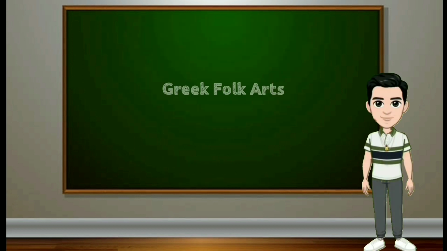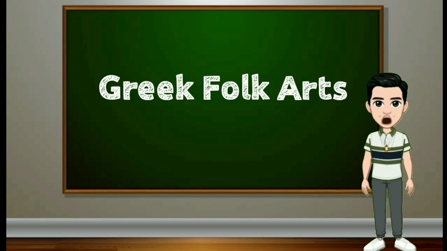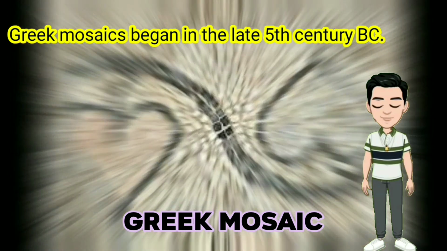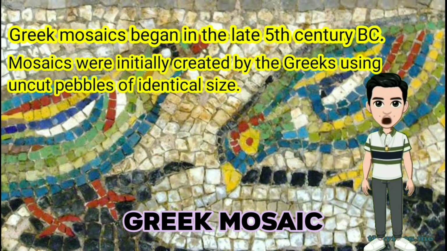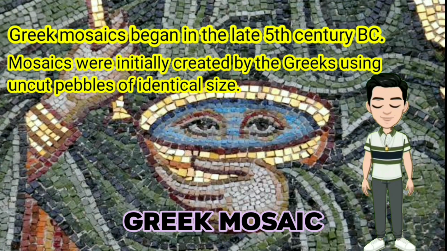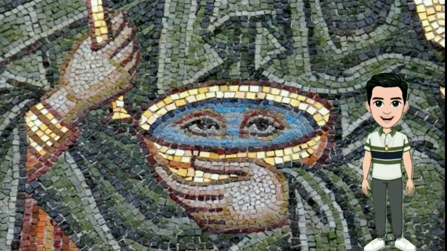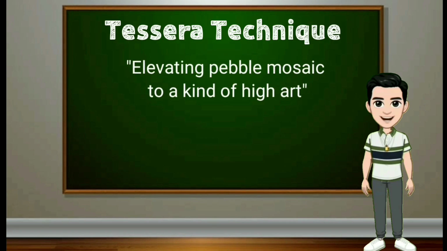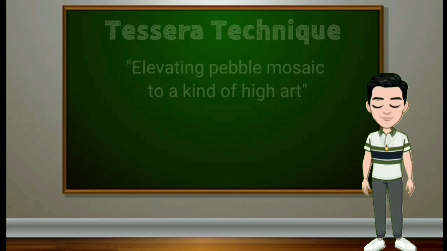Lastly, the Greek folk arts. The ancient Greeks were known to have created pieces of jewelry that were made of gold, silver, and bronze. But the most well-known folk art of the Greeks is the mosaic. Yes, Greek mosaics began in the late 5th century BC. Mosaics were initially created by the Greeks using uncut pebbles of identical size. Greeks developed the so-called tessera technique, in addition to elevating pebble mosaic to a kind of high art.